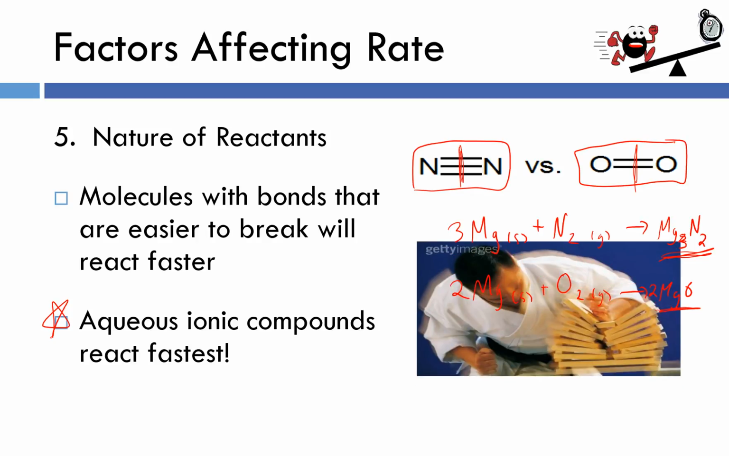You kind of think about somebody chopping through a pile of wood. It's going to be relatively easy to break one board, but as you continue to add boards, it's going to take more and more energy, and it's going to be more difficult to get through them all. So that's what we're talking about with nature of reactants, usually looking at bonds.